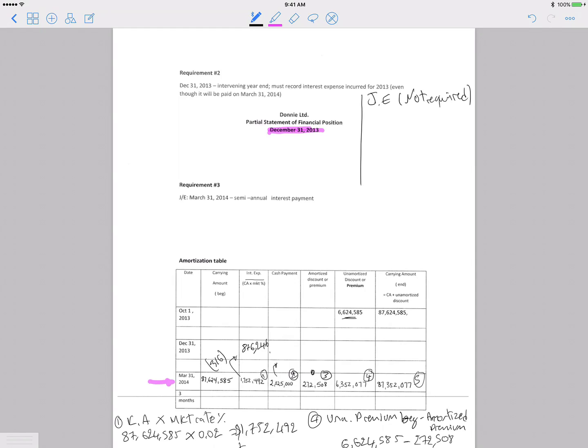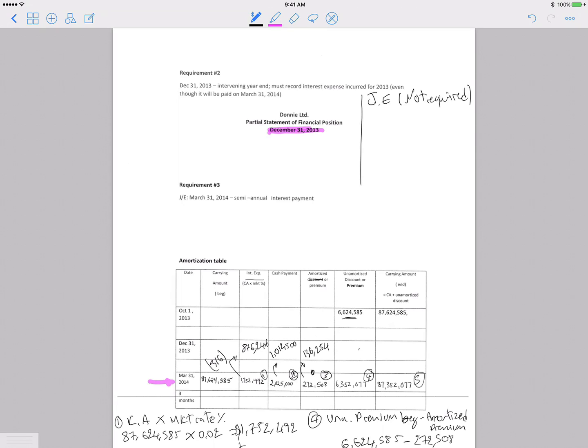In this case, it's 1,012,500. And then same thing for the amortized premium. A bit confusing. So this is gonna be 136,254.